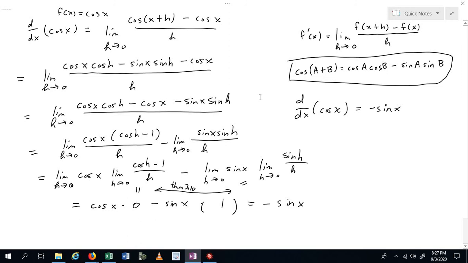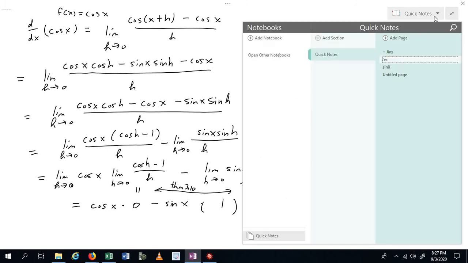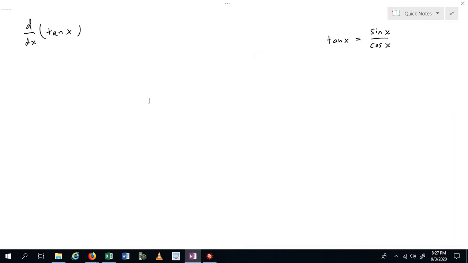Okay, so we've got the derivative of sine is cosine, and the derivative of cosine is minus sine of x. So the next one we're going to look at is the derivative of tangent of x. Now the good news is we don't need to appeal to the limit definition of the derivative, because we can write tangent of x as sine of x over cosine of x.